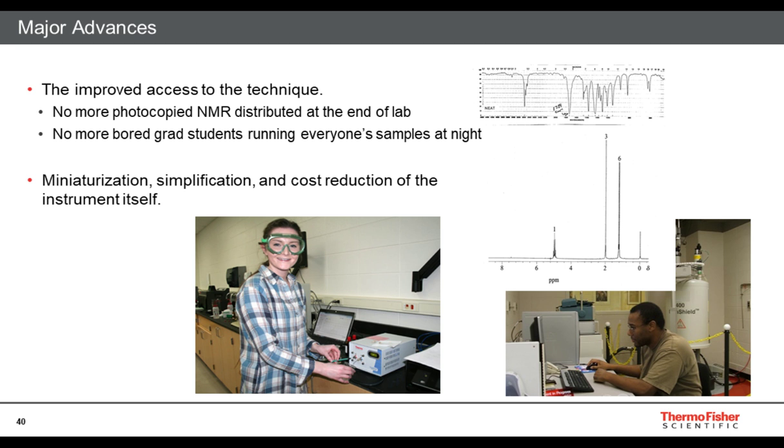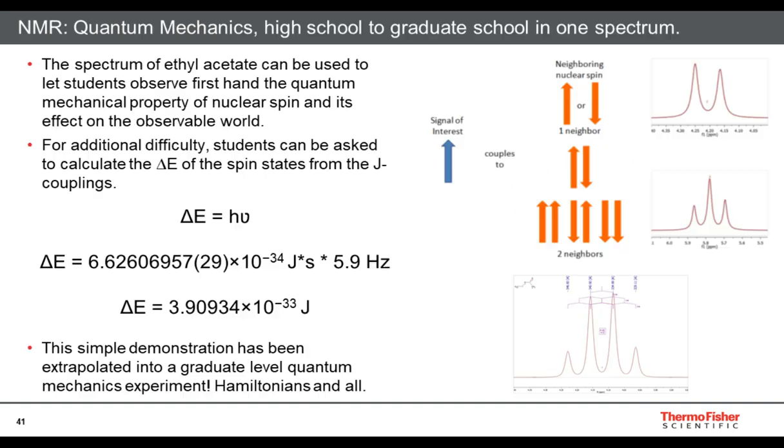That meant that students at smaller four-year universities, community colleges, and even high schools would no longer have to rely on photocopied NMR spectra that were distributed to their students at the end of the lab. Or for those universities that did have a high field system available, no bored grad students having to collect everyone's samples and then run them overnight, either manually or with an auto sampler. Instead, students had the ability to bring the technique right into the lab, right on the bench top, and run the experiment themselves and see how their sample turned out, not how a generic one did.